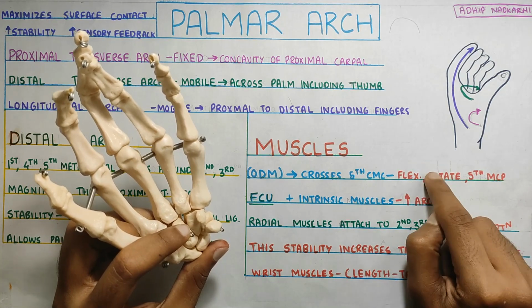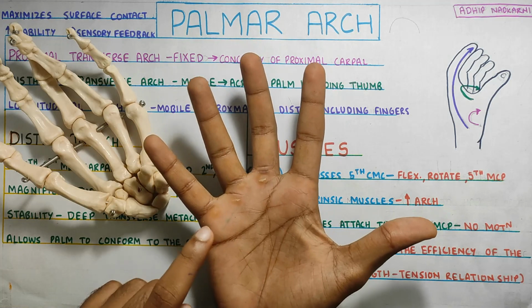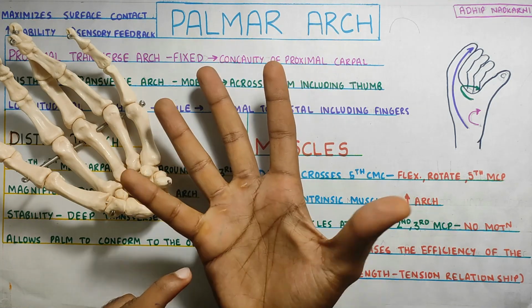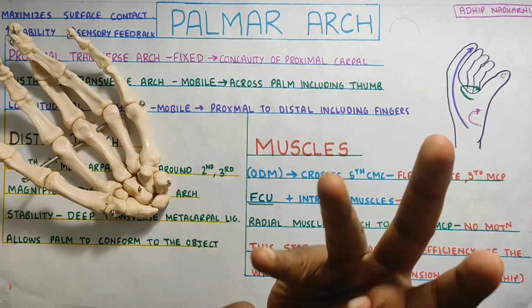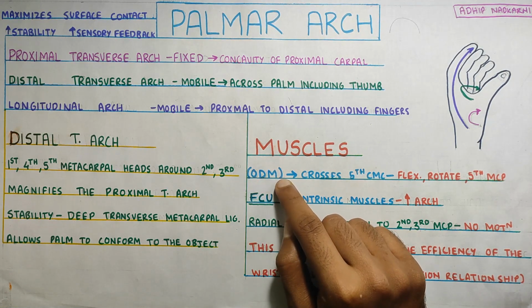It causes flexion and rotation at the fifth CMC. If you want to see the movement, basically as the muscle contracts, this is the movement that is going to happen, and it creates this arch, you can see right from the top. So that's the main function of the ODM, that is the Opponens digiti minimi.